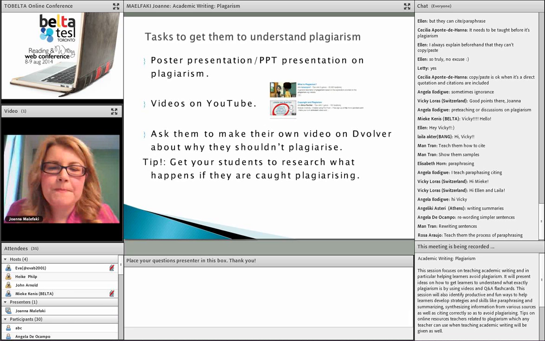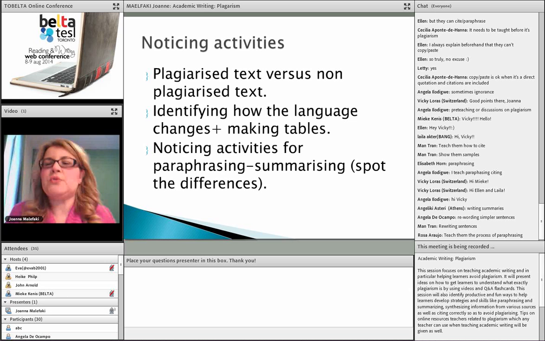Now, another thing that's very important, and you have mentioned it here in the chat box, is noticing activities: plagiarized text versus non-plagiarized text. So you give them handouts with text and then you tell them to try to figure out which ones have plagiarism and which ones don't have plagiarism.